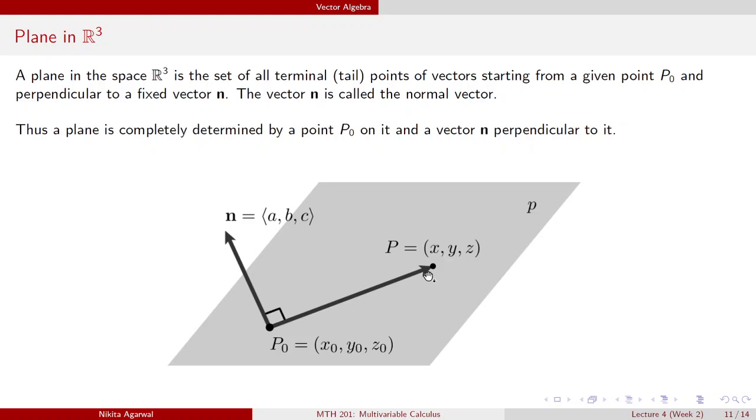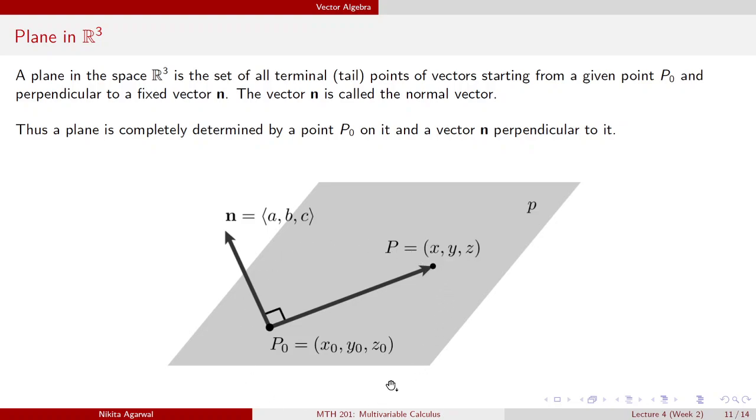Now imagine that I am taking all the end points, all the tail points of vectors which are perpendicular to n and starting from P naught. So you can see that it will give you the entire floor.